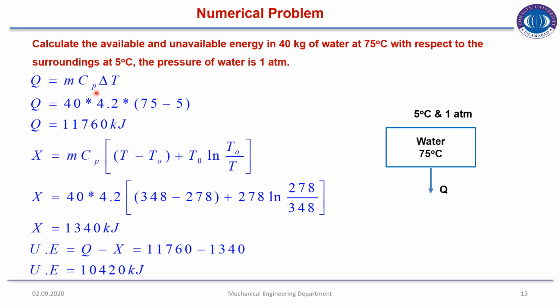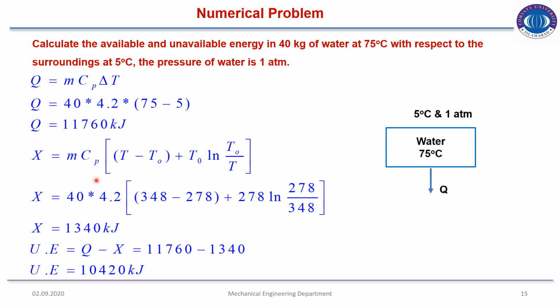So Q is equal to m Cp delta T. That is the relation we have already known. So the difference of temperature is 75 minus 5 degrees centigrade. As that is a difference, we don't need to convert that into the Kelvin scale, because the difference in Kelvin and centigrade is the same. So the value of Q is 11760 kilojoules, and here we are calculating the exergy value.